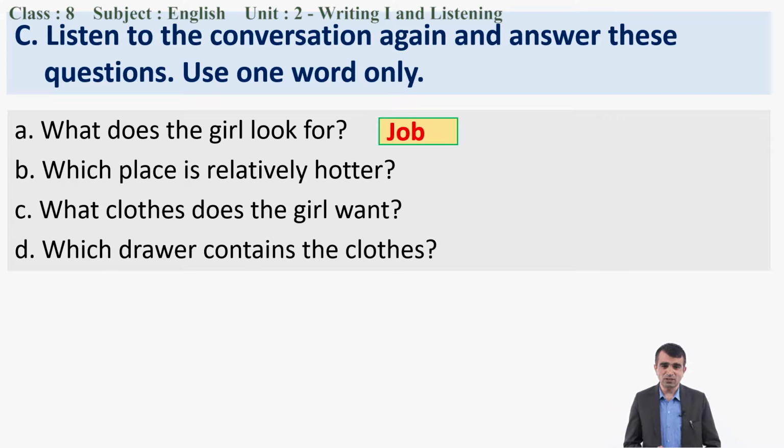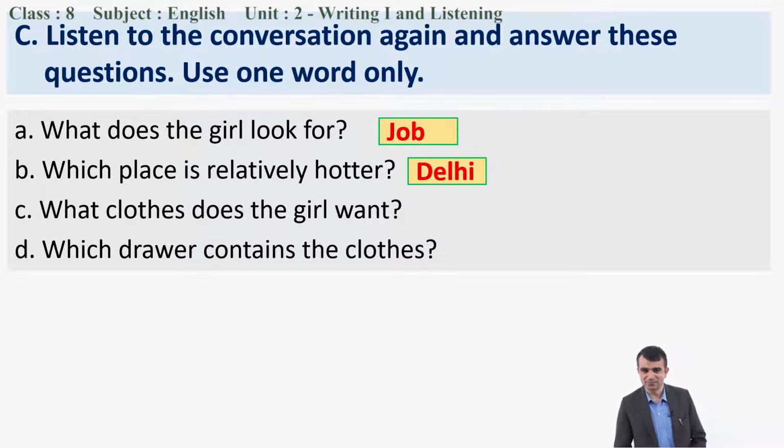Which place is relatively hotter? Which is it? Okay, now let's check. Oh, it's much colder here than in Delhi. It's much colder here than in Delhi. Means, which is a hotter place? Delhi. Okay.